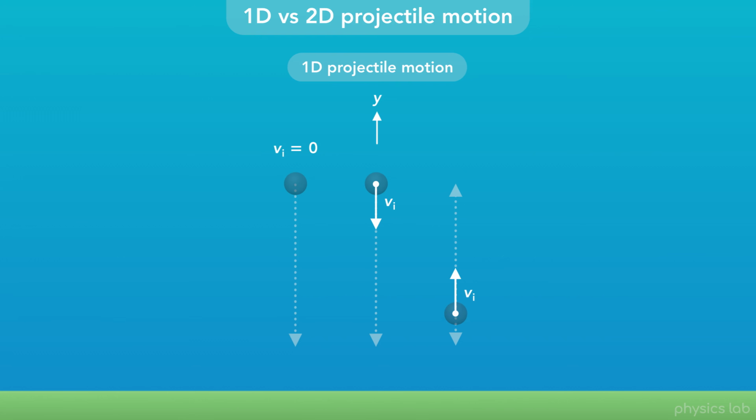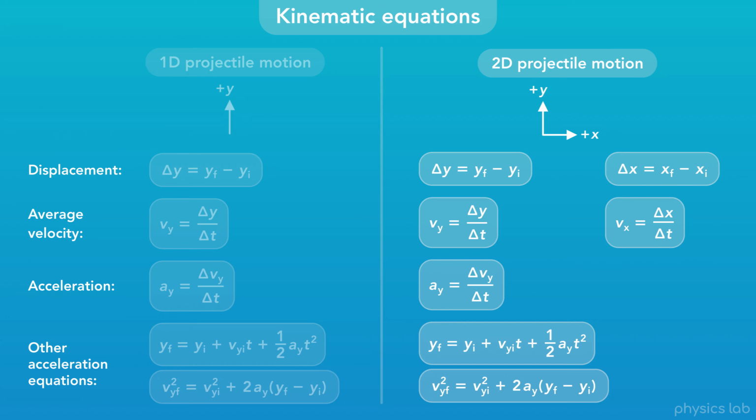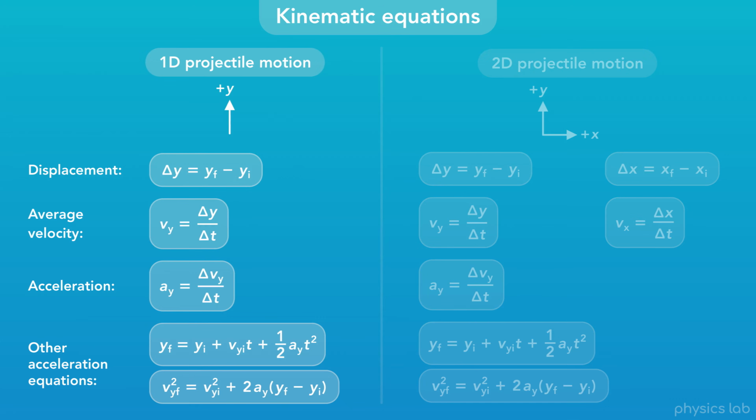There's only three ways this motion can start. The object is dropped from rest with 0 initial velocity, it has an initial downwards velocity, or it has an initial upwards velocity. 2D projectile motion uses x and y kinematic equations, but 1D projectile motion only uses the y equations for vertical motion. The acceleration will always be 9.8 meters per second squared downwards, which is g, the acceleration due to gravity.